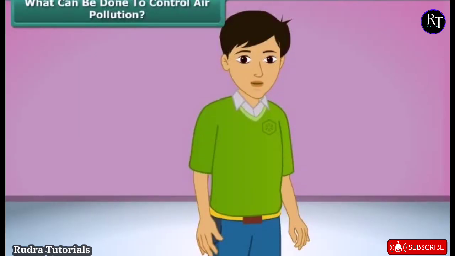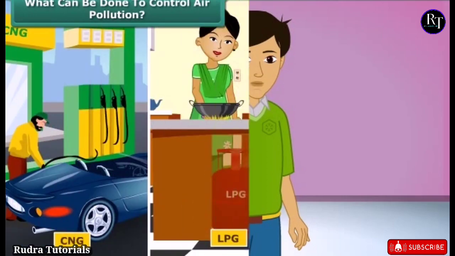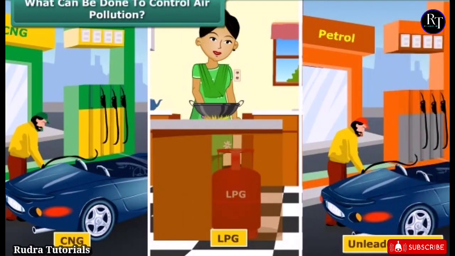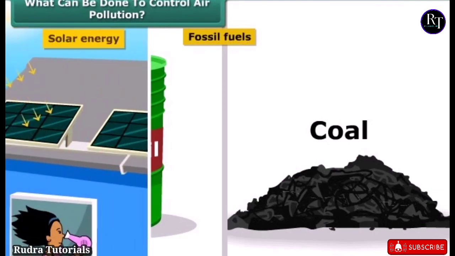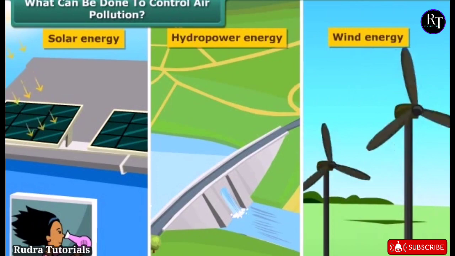Students, can you tell what should we do to reduce air pollution? There are many things we can do. We can use clean fuels such as CNG, LPG, and unleaded petrol. Instead of fossil fuels, we can use solar energy, hydropower, and wind energy.